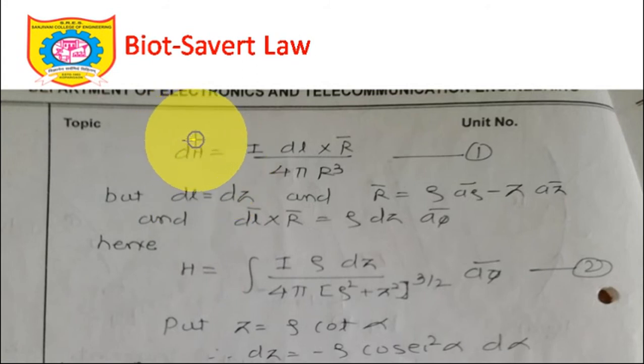dH bar is denoted as I dl bar cross r bar divided by 4 pi r cube. We will denote this dl bar because length is a vector quantity. Let's call this equation number 1. But dl equal to dz. Why is dl equal to dz?